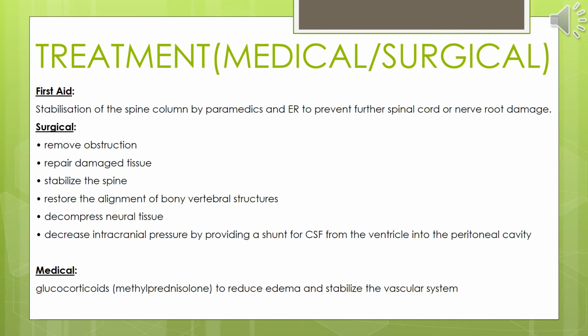Treatment for spinal cord injuries. First aid: stabilization of the spine column by paramedics and the ER doctors to prevent further spinal cord or nerve root damage. Surgical: remove obstruction, repair damaged tissue, stabilize the spine, restore the alignment of bony vertebral structures, decompress neural tissue. Decrease intracranial pressure by providing a shunt for cerebral spinal fluid from the ventricle into the peritoneal cavity. And medical: glucocorticoids to reduce edema and stabilize the vascular system.